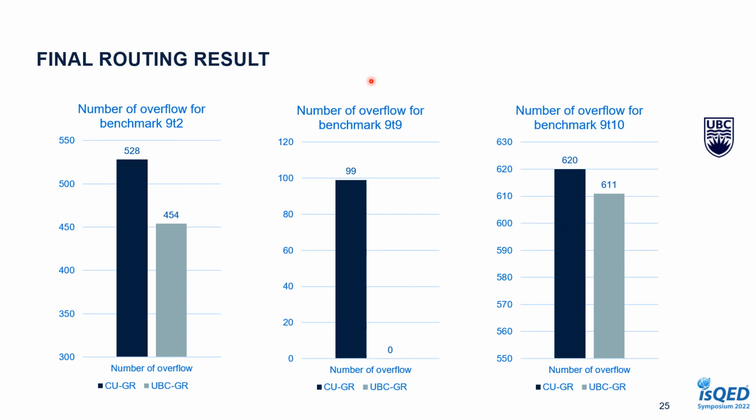But with our UBCGR, we reduce the number of overflow to 0. And it's not about improvement. It's about making a thing which is impossible for CUGR possible. So we can say that it's a huge improvement for this benchmark specifically. And we believe that the more complicated the design, the better improvement we are going to have.